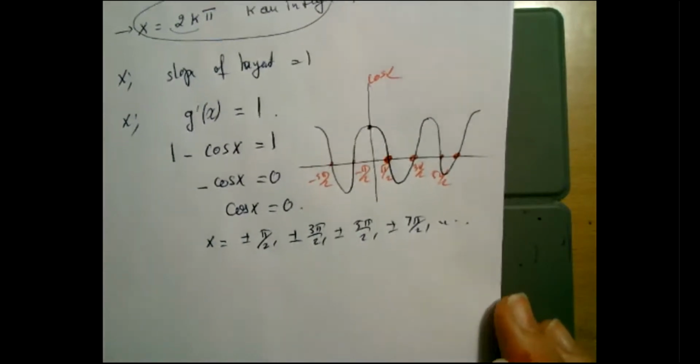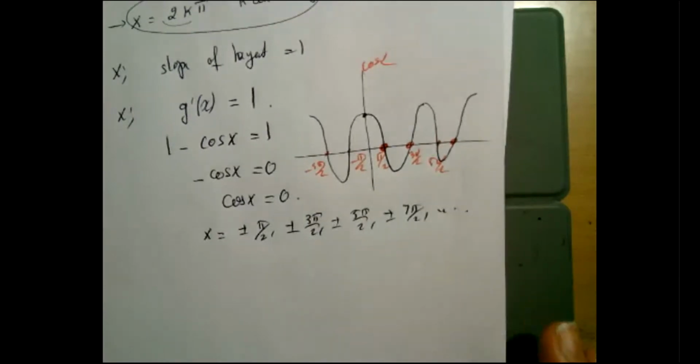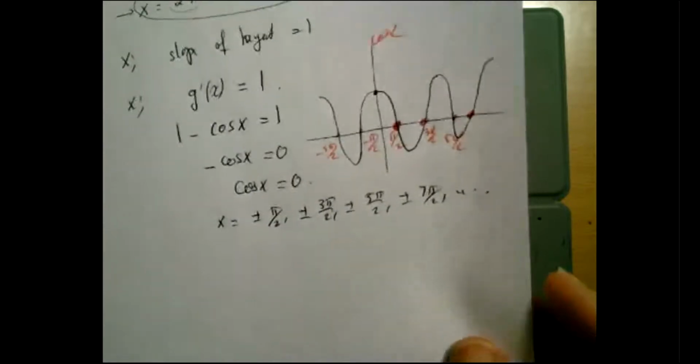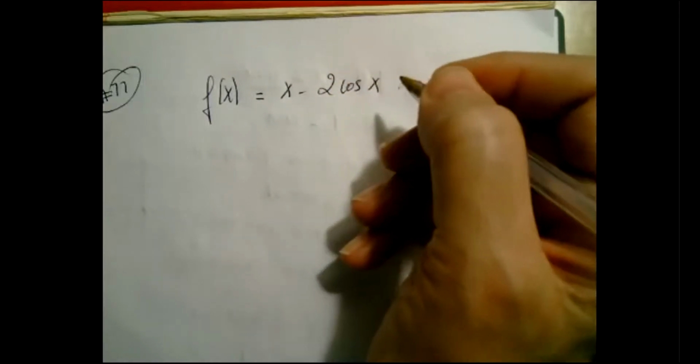Okay. Right. Well, I'll have a look at 77, and it's verbatim the same. I actually will drop it. It's the same idea, so I'll have a quick look at it, and then we proceed. So number 77. We have the function f of x equals x minus 2 cosine x. And the question is again, when is the tangent line horizontal? Okay, so it's the same idea.